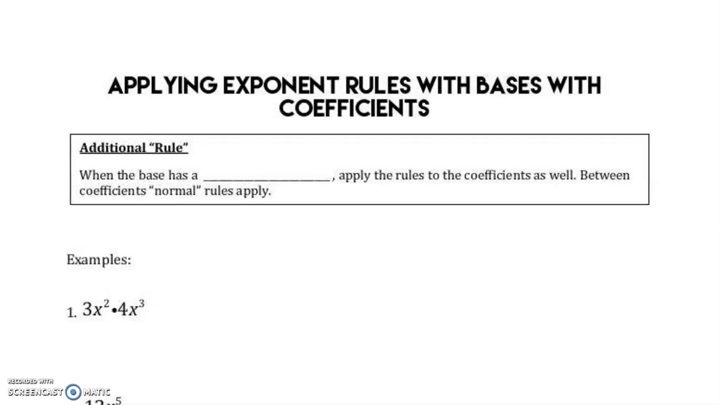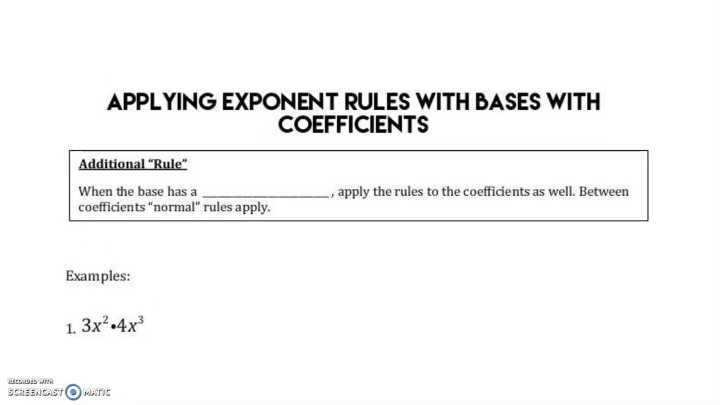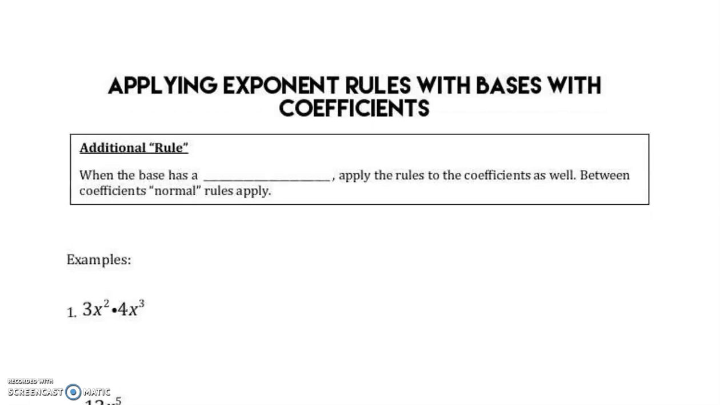So when a base has a coefficient, we're going to apply the rules to the coefficients as well, but between coefficients, normal rules apply. So if we're multiplying, then we're multiplying those coefficients. If we're dividing, we're dividing those coefficients. If those coefficients are in parentheses, then we're going to apply those rules. Let's see what we mean.